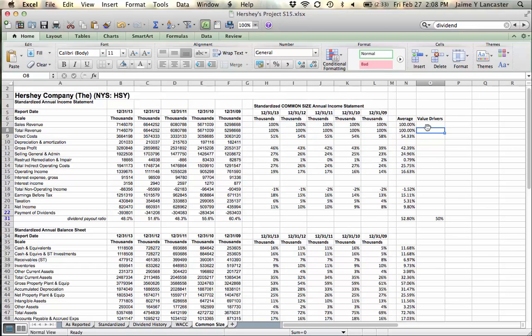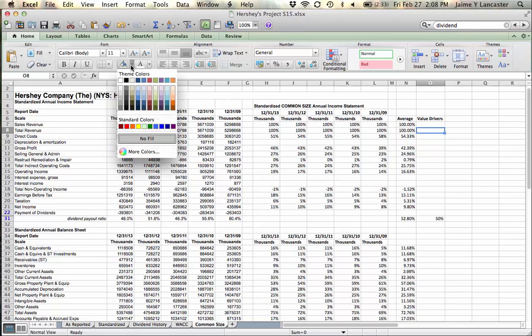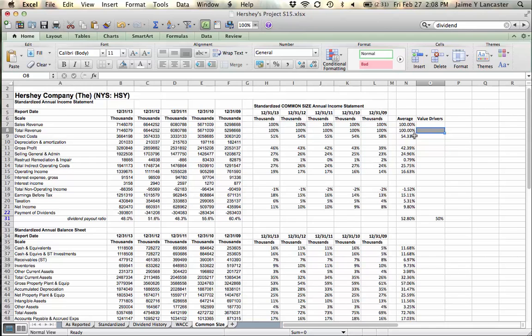So for instance, I've got sales revenue, and it's going to get a driver. But total revenue is just going to be equal to the sum total of all of my revenue streams. Since I only have one revenue stream, that's going to be easy. It's always going to equal sales, so it doesn't need its own driver. I'm going to gray it out. It doesn't get a driver. Direct cost gets a driver. Depreciation gets a driver.